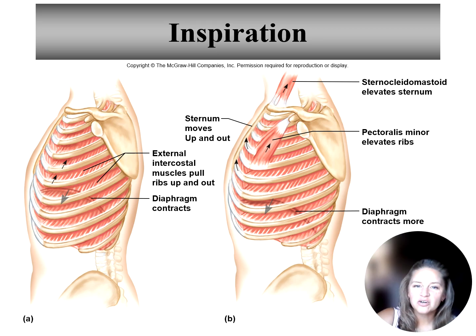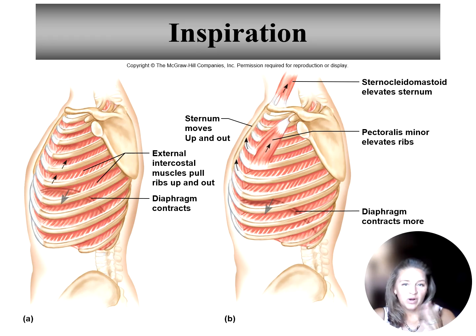So what's happening here when we inhale is the diaphragm contracts. That's a big muscle down here at the base of our lungs. When it contracts, it makes more space for the lungs. And the intercostal muscles between the ribs pull up and out. The sternum moves out.